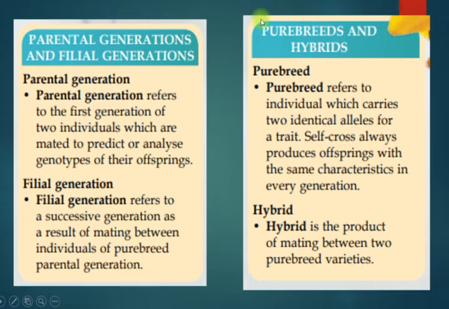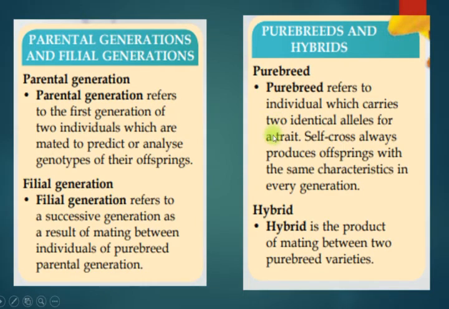Then we go to the purebreds and hybrids. What is a purebred? Purebred refers to an individual which carries two identical alleles for a trait. For example, the individual carries big T, big T, or the individual carries small t, small t. So they have two identical alleles for a trait.